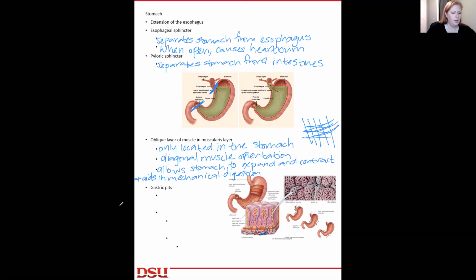Okay. All right. So then we have, oh, and by the way, the fact that it has this oblique layer means that the muscularis has 3 layers in the stomach instead of only 2.